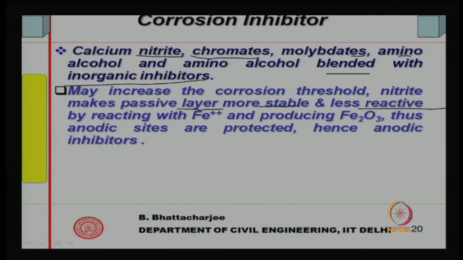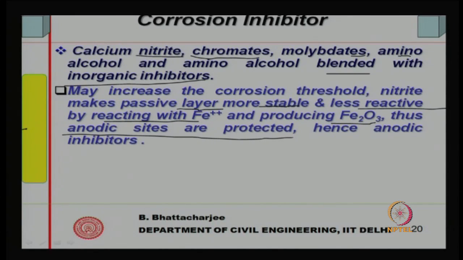So, the oxide layer that is formed over the rebar becomes stable. Nitrite acts that way, and they are less reactive. Therefore, they protect the steel. So, less reactive by reacting with Fe and producing Fe2O3. They might first react with Fe and then allow production of Fe2O3, thus anodic sites are protected. So, these are anodic inhibitors.